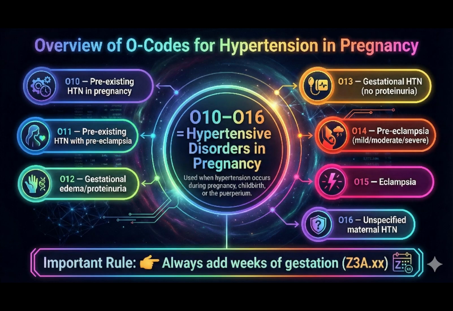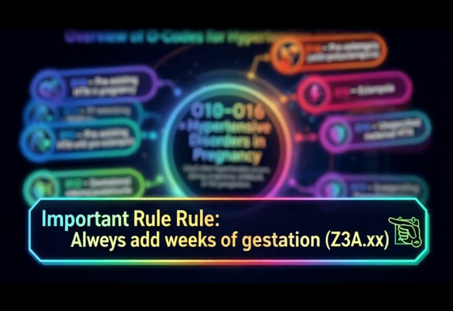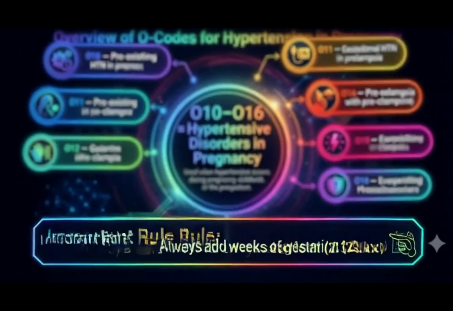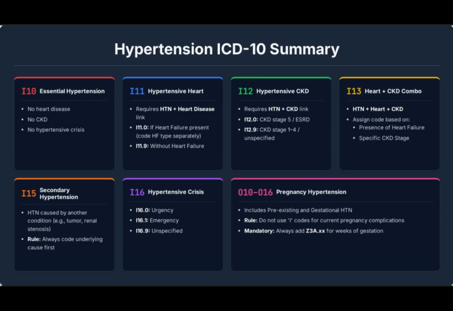And here's the golden rule for pregnancy coding. Always add the weeks of gestation using Z3A codes. This completes the clinical picture and ensures accurate reporting. Before we move into diabetes coding, let's wrap up everything we've learned about hypertension ICD-10 codes with a quick master summary.